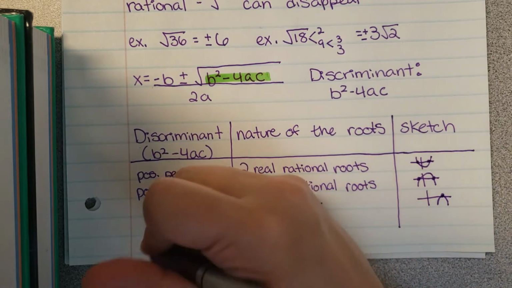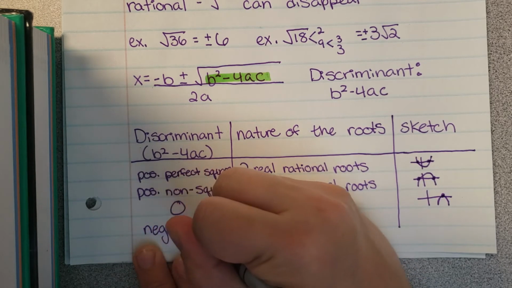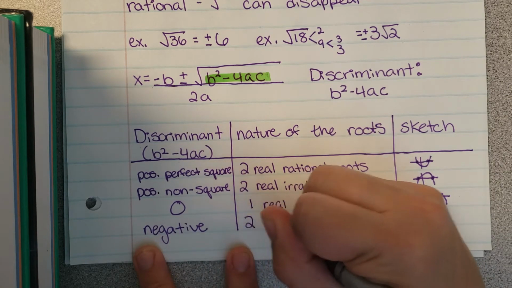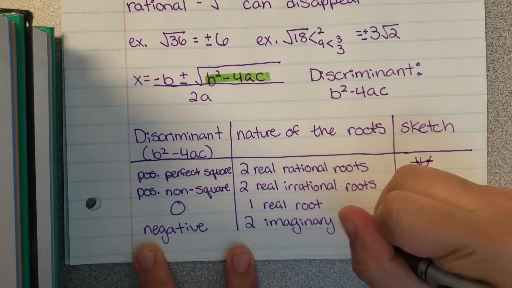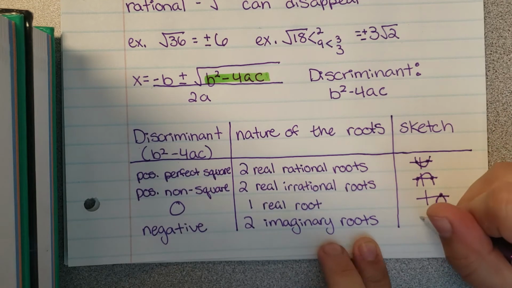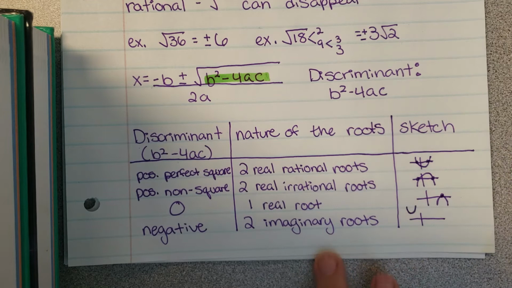Then our final option is a negative discriminant. If the discriminant is less than 0, then we are going to have two imaginary roots, because when you have a negative under the radical, it causes us to pull out an i. So a sketch of this might look like this, where it is not interacting with the x-axis anywhere. There's two imaginary roots. So we're going to do a couple examples, and we're going to use our chart to help us determine the nature of the roots.